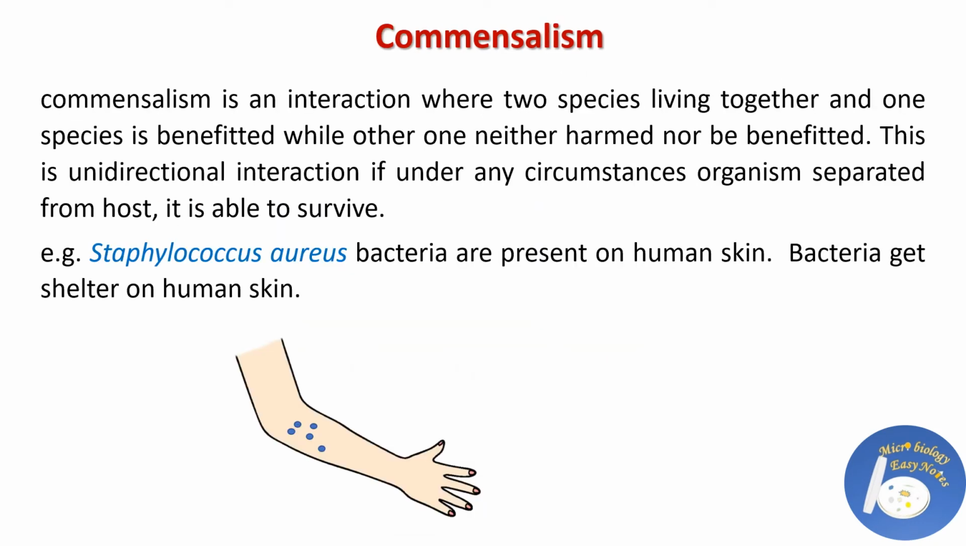And now, commensalism. Commensalism is an interaction where two species live together and one species is benefited while the other is neither harmed nor benefited. This is a unidirectional interaction. If under any circumstances the organism is separated from the host, it is able to survive. For example, Staphylococcus aureus bacteria are present on human skin. The bacteria get shelter on human skin, but in return, humans do not get any benefits from Staphylococcus aureus.